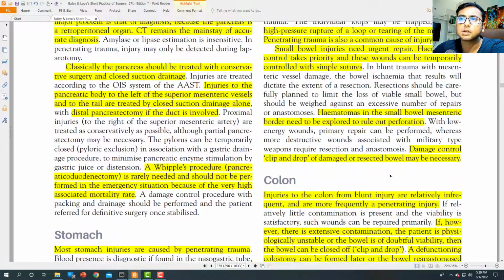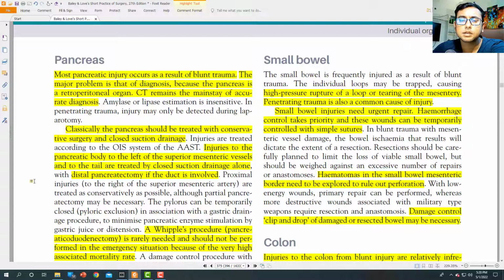Okay. Now the other organs in the abdomen. Most splenic injury occurs as a result of blunt trauma. The major problem is the diagnosis, because the pancreas is retroperitoneal, so CT scan is the mainstay of diagnosis.